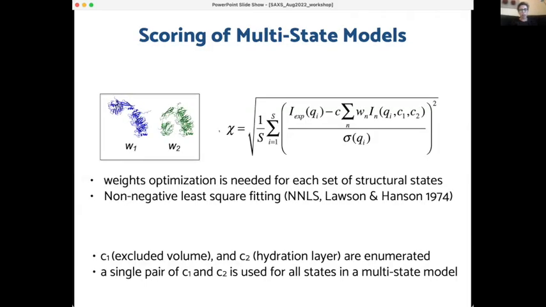Now we can improve our score to account for multiple states. So this is chi-square when we have a weighted average of the profiles for all states. The weight here, W, can be optimized using non-negative least squares fitting. This optimization is analytical, and we can solve for weights very rapidly. The big advantage is that we basically have a single set of fitting parameters for the whole multi-state model. So it will be a single c1, c2 pair for a multi-state model. If there are 5 states, it is still 2 parameters and not 10 parameters, which is very important if we want to avoid data overfitting.